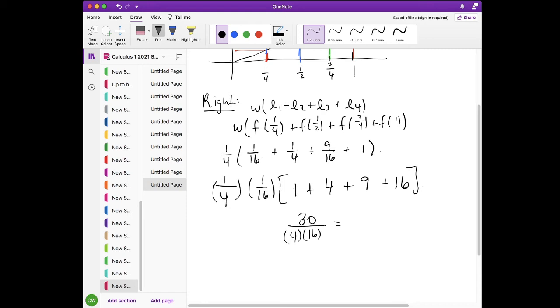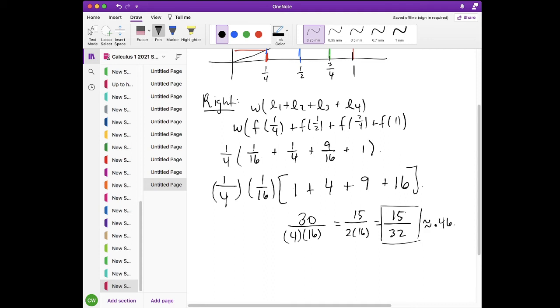So is that 15 over 2, 16? I think that's good enough, right? 15 over 32. Okay. Does that look right? So what is that approximately? Approximately 1/4? Oh, 0.46, that's what I got.